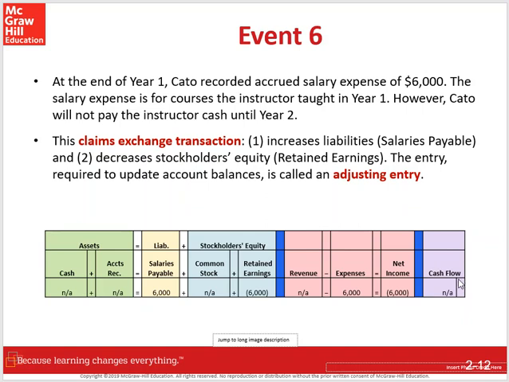So this is a claims exchange transaction. I think that's our first time seeing a claims exchange transaction. And what that's referring to is that we're pushing numbers around on the right side of the equation. When it's on the asset side, the left side of the equation, we call that an asset exchange. Here instead, we have a claims exchange. So liabilities are going up while retained earnings is going down.